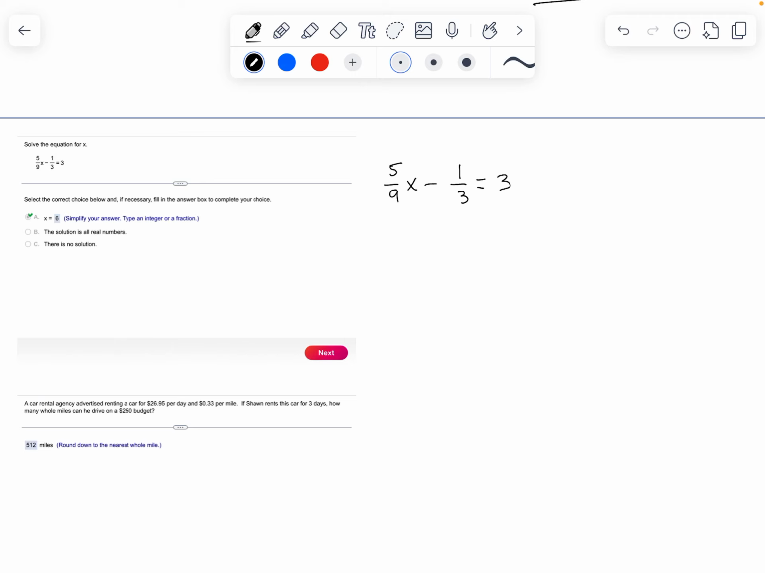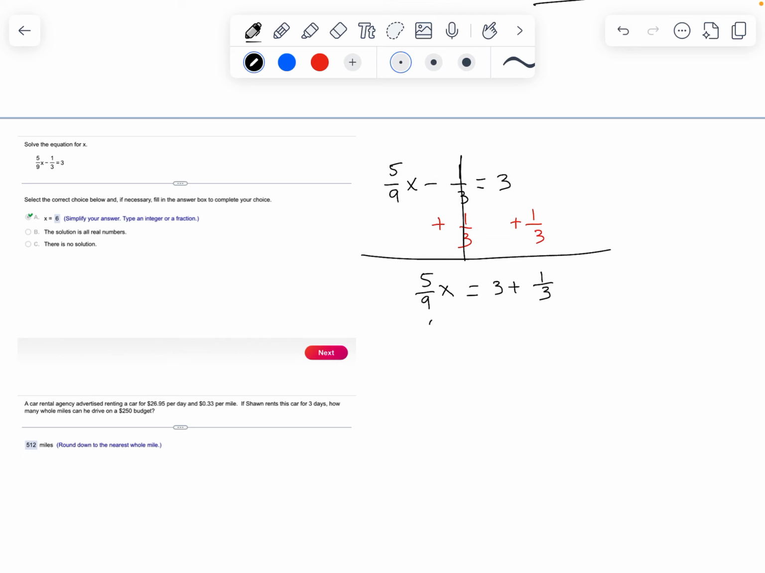So we have negative 1 over 3 here. To get rid of that, we're going to add 1 over 3, right? Because negative and then positive, they will cancel each other, and then you remain with nothing on that end. So from here, these two cancel out. On the left side, we'll be left with 5x over 9 equals 3 plus 1 over 3.